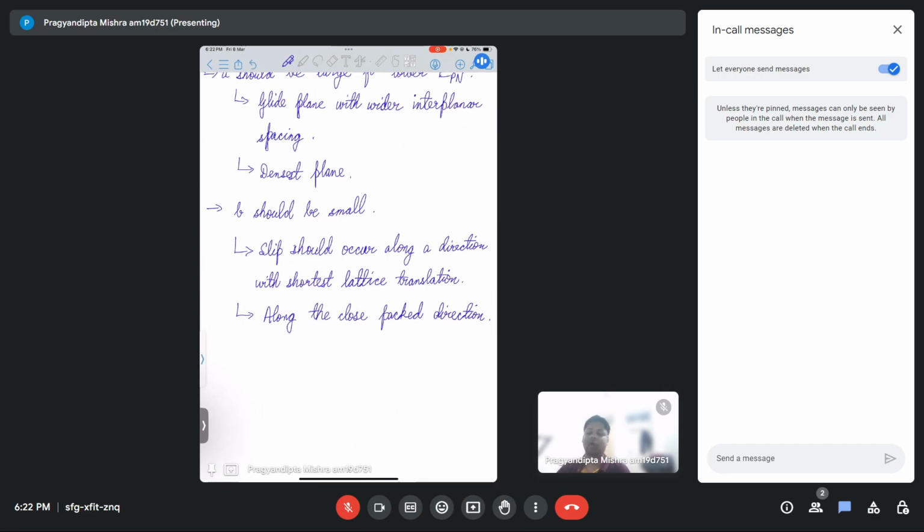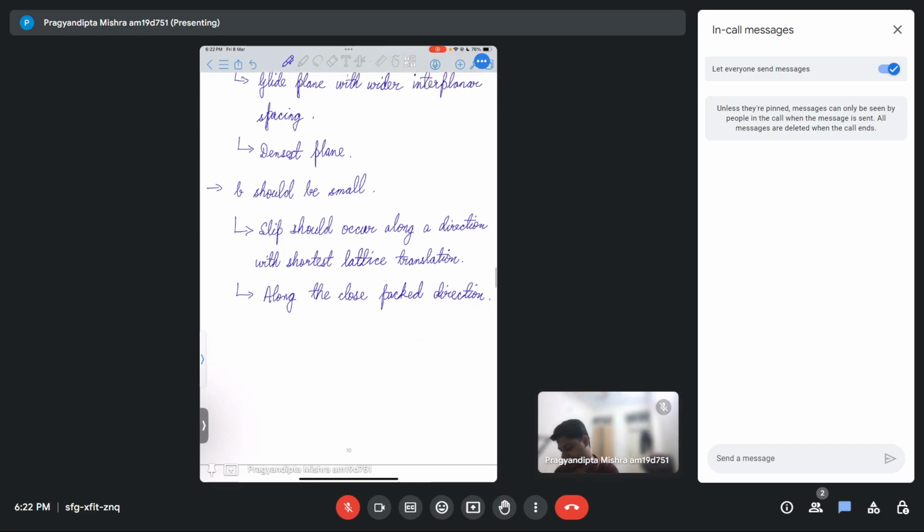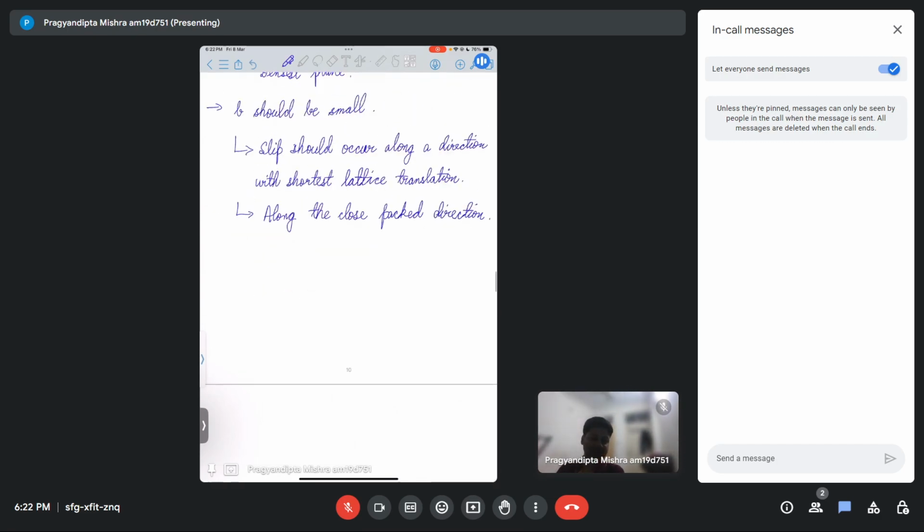So how do we talk about this density of plane or close packed direction? What do we mean by that? Essentially, there are two more terms that we have to define.